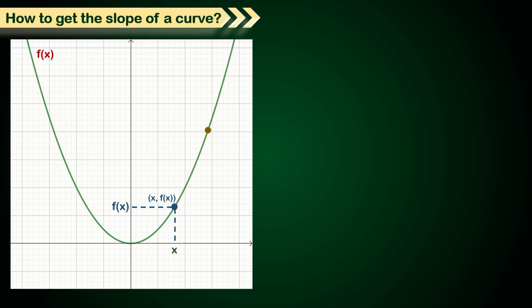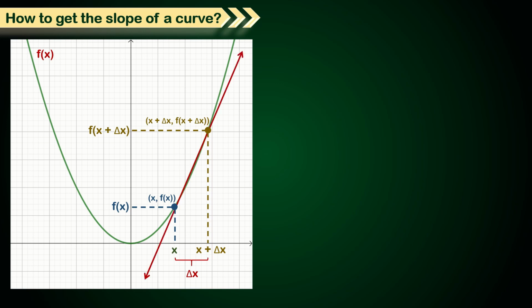Select another point on the curve. Let the distance from the first x-coordinate to the other x-coordinate be the change in x, delta x. Thus, the x-coordinate of the second point is x plus delta x. Then, the y will be f of x plus delta x. The coordinates of the second point are x plus delta x and f of x plus delta x. And the line that passes through 2 points on the curve is the secant line.